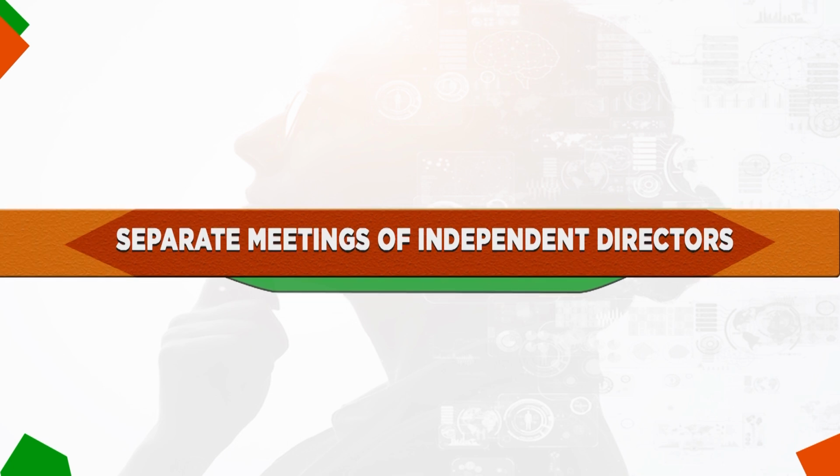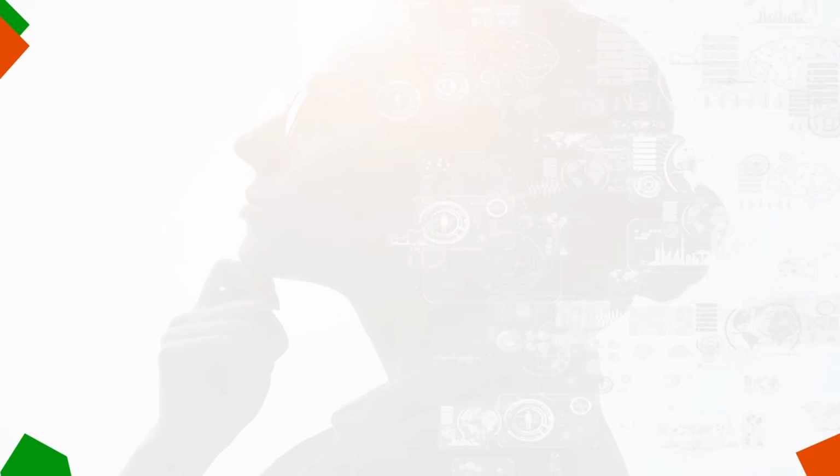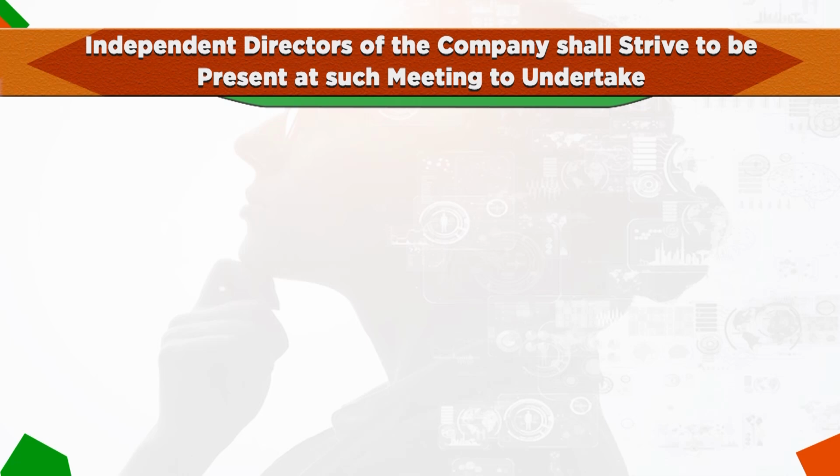Now, we will discuss separate meetings of independent directors. Schedule 4 of the Companies Act 2013 and Regulation 25, Sub-Regulation 3 of SEBI (Securities and Exchange Board of India) LODR Regulations 2015, provides that, number 3, board effectiveness: the independent directors of the company shall hold at least one meeting of independent directors in each financial year, without the attendance of non-independent directors and members of management, and all the independent directors of the company shall strive to be present at such meeting to undertake the following.